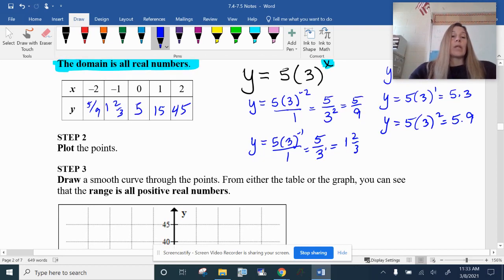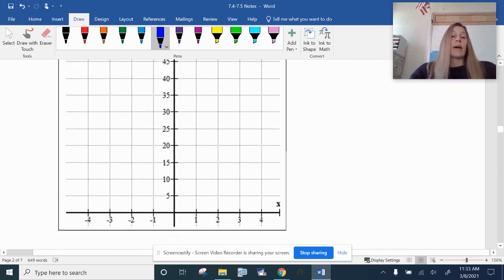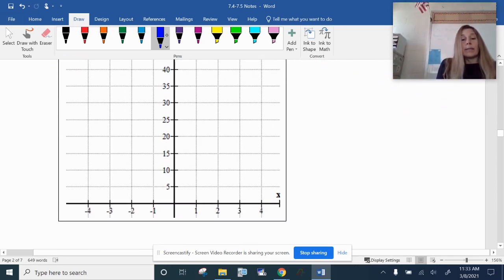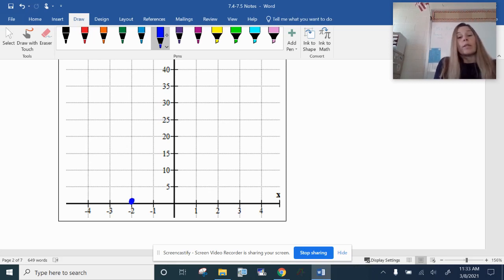So now we want to plot these. So negative 2 and 5/9. Negative 2 is easy to identify on my x-axis, but 5/9 is not there. And this box is going by 5, so that's going to be really, really close to that x-axis. The next one was negative 1 and 1 2/3. So I'm going to go 1 2/3 up, assuming this is 0 to 5 here. So it's a little bit higher.